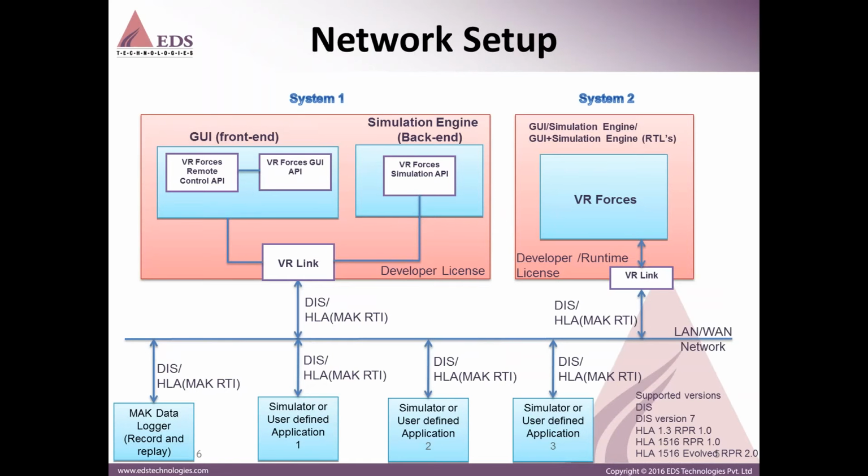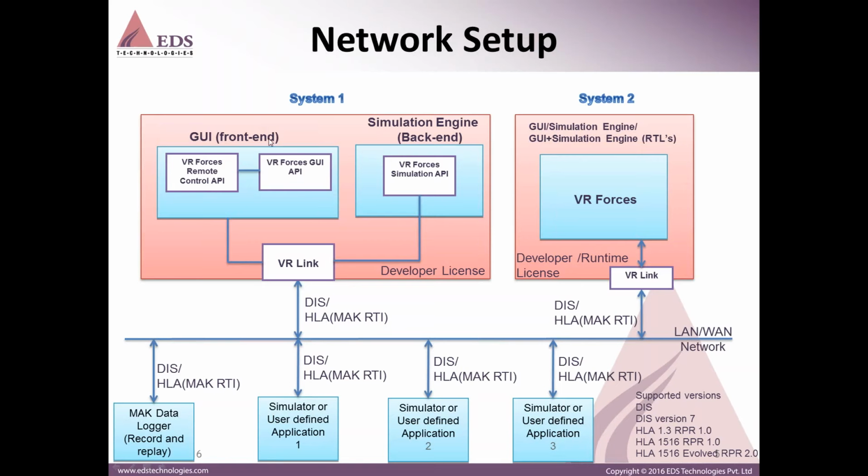After that I'll discuss the network setup, how it actually works. Suppose we have system 1 and system 2. System 1 can be located at your desktop, or system 2 can be anywhere within a building or other geographical location. How do we interact with each other? They are all connected with a LAN, and over this LAN we use two international standard communication protocols, DIS and HLA. DIS stands for Distributed Interactive Simulation, and HLA stands for High Level Architecture.